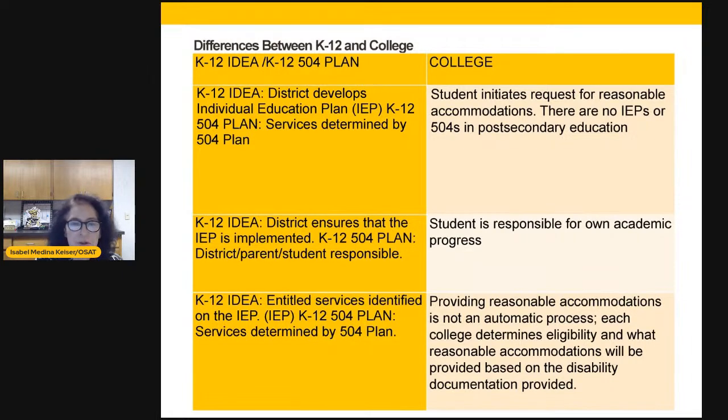In college, again, we're providing reasonable accommodations, but it's not an automatic process. Each college determines the eligibility and what kinds of reasonable accommodations will be provided based on the disability documentation provided. So again, students really need to find their voice and let us know what it is that they're needing and how their disability affects their academics. And also, is it a situation of housing? Maybe they need special housing requirements. Perhaps they're needing an emotional support animal. But again, documentation is going to be needed on both of those issues.